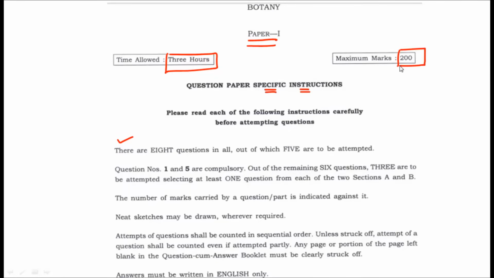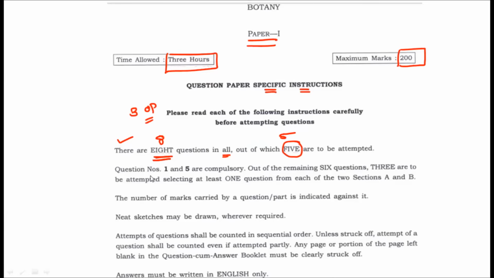and the maximum marks are 200. Now let us see the first instruction: there are 8 questions in all, out of which 5 have to be attempted. That is, there will be a total of 8 questions, but we have to attempt just 5 questions. So 3 questions are optional.